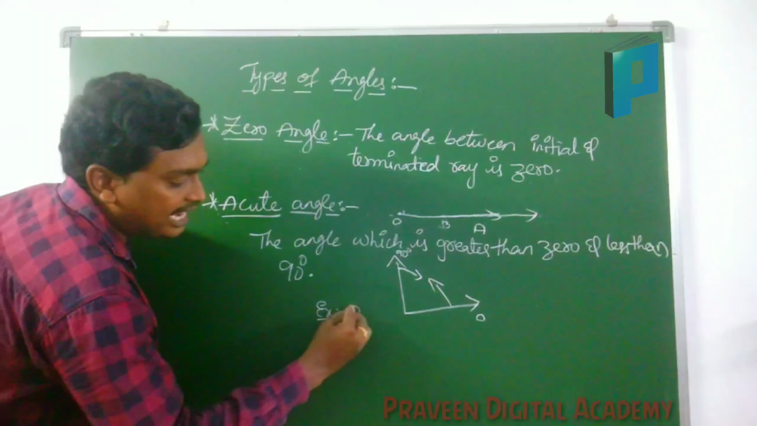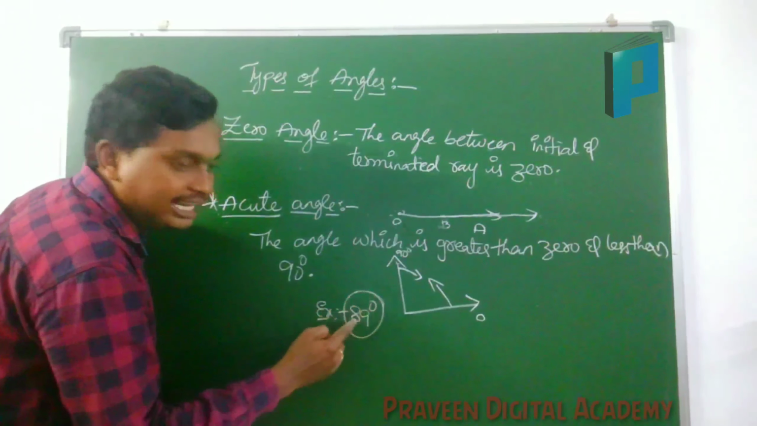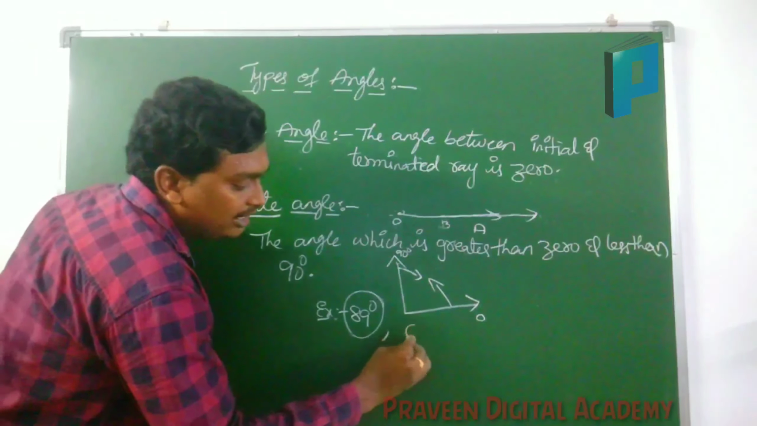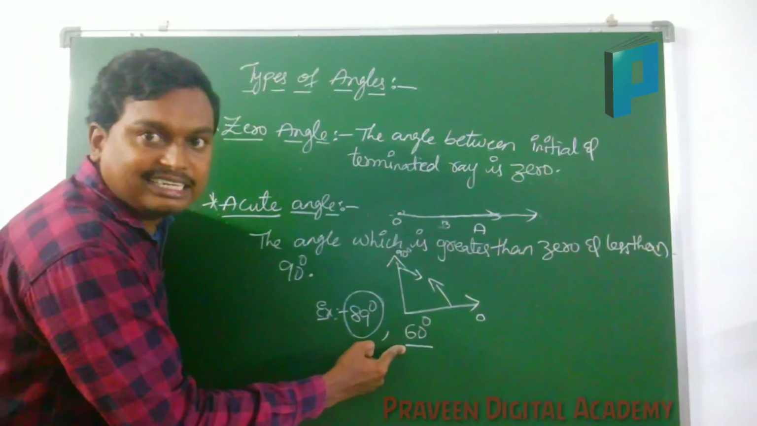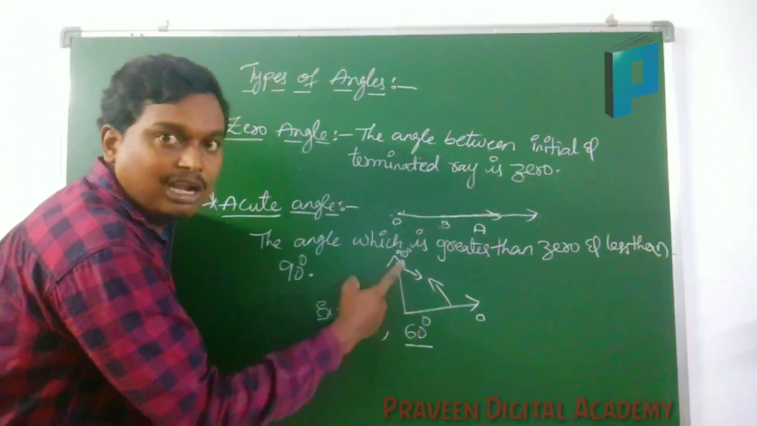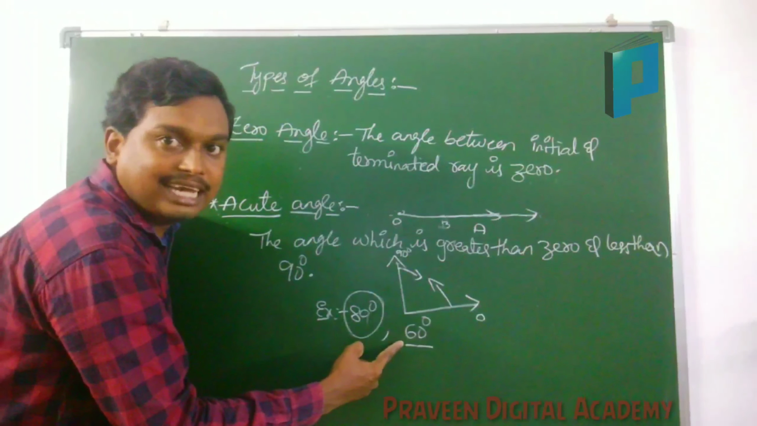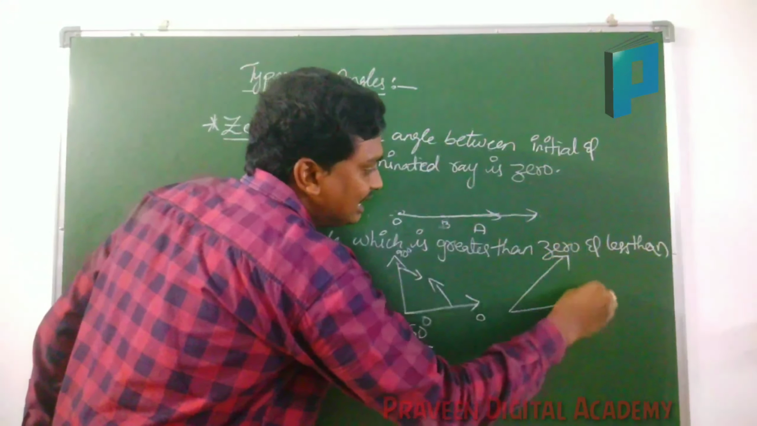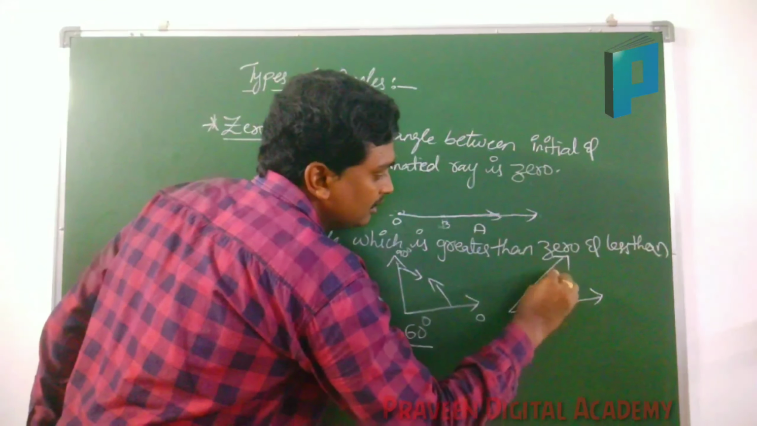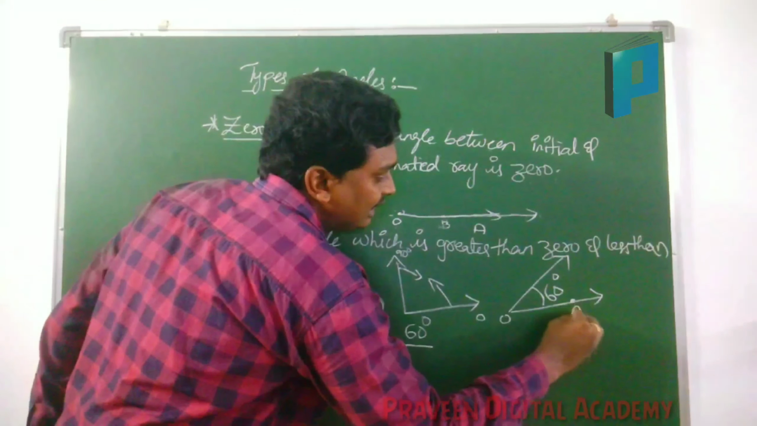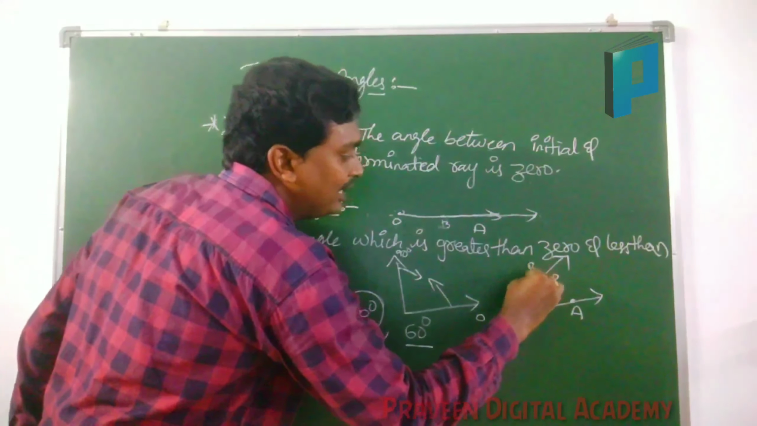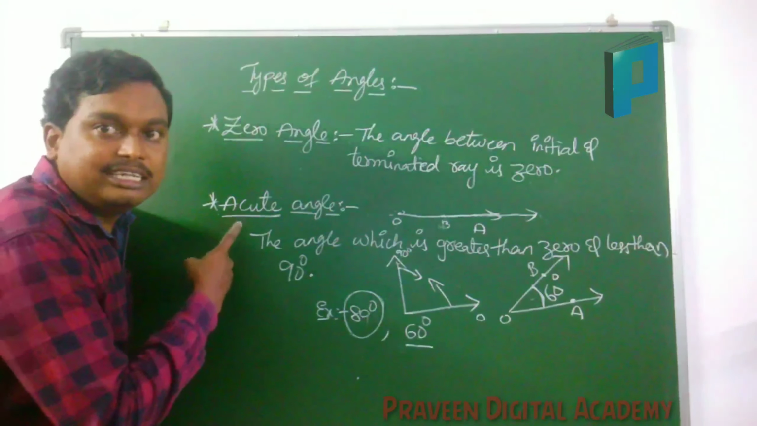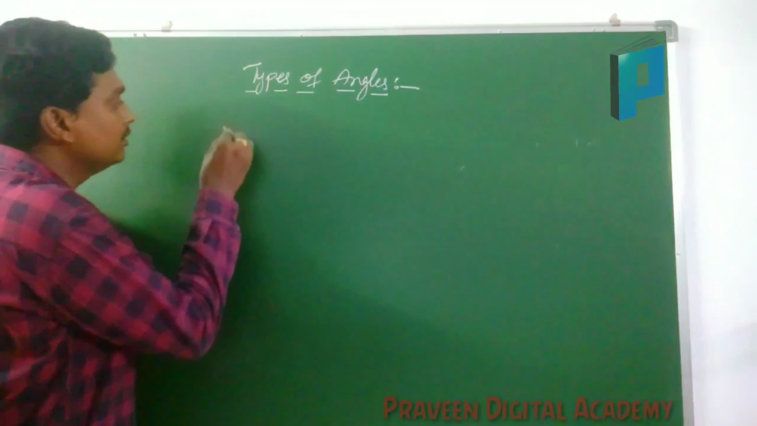Example, 89 degrees. This 89 is less than 90, so this 89 is called an acute angle. 60 degrees. The 60 degrees is greater than 0, less than 90, so we will call it an acute angle. Here you can draw 60 degrees like this. This is O and this is A. OA is the initial ray and OB is the terminated ray and the inclination is 60 degrees. Here this is an acute angle.